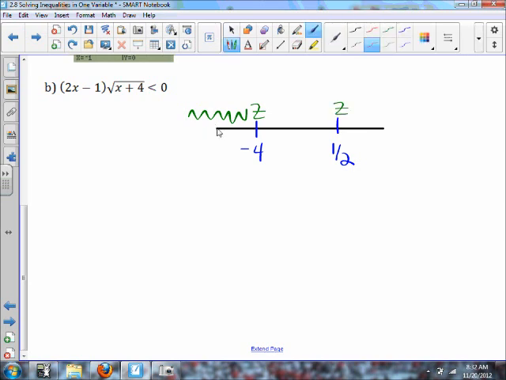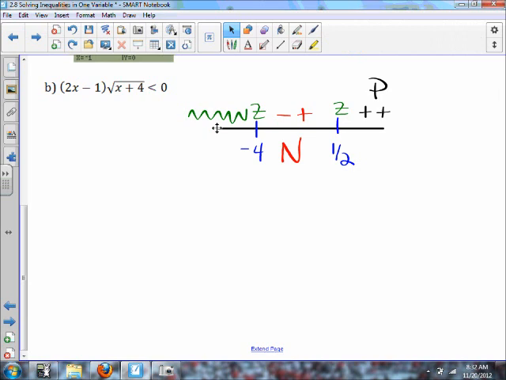Now, a number between -4 and 1/2 would be 0. Put 0 here, you get negative. Put 0 here, you get positive. Which would be negative. Now, a number greater than 1/2 will be 10, positive and positive, which means I'll be positive.